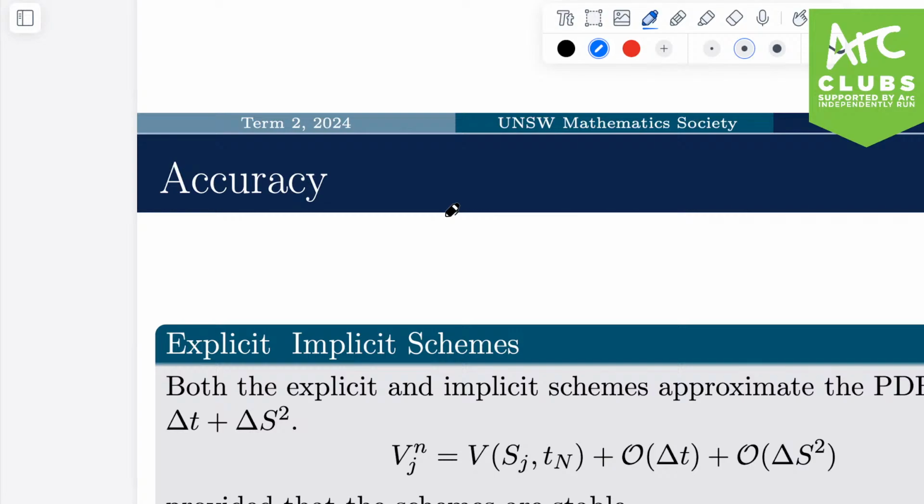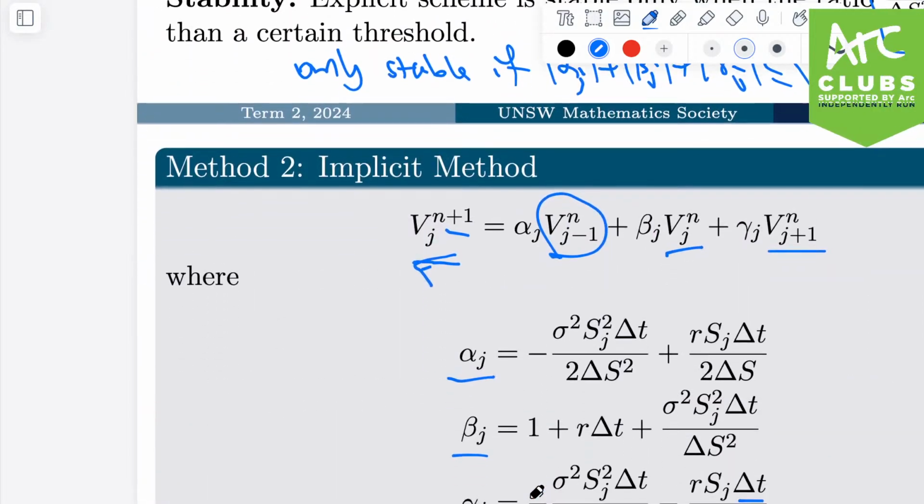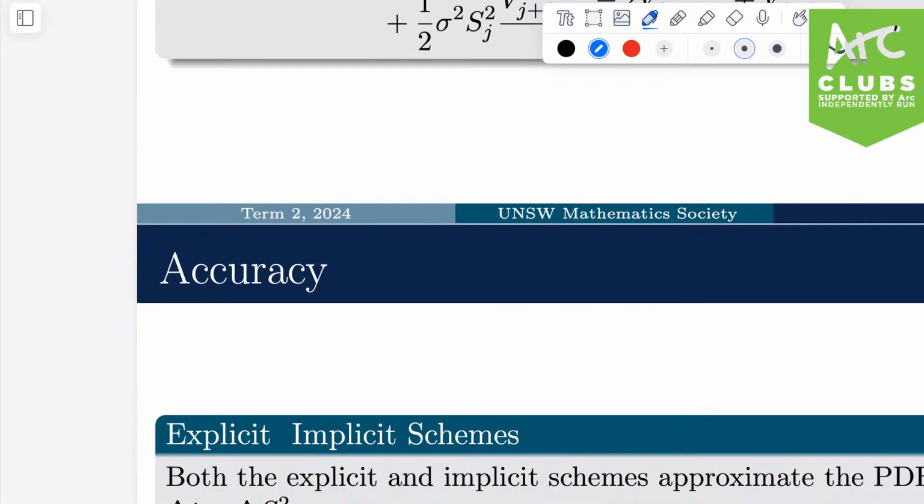So we want to look at the accuracy of each method. Both explicit and implicit approximate the PDE to order delta t plus delta s squared, right? You can just directly tell from the expressions. And we have the big O of delta t and the big O of delta s squared, provided that the schemes are stable.